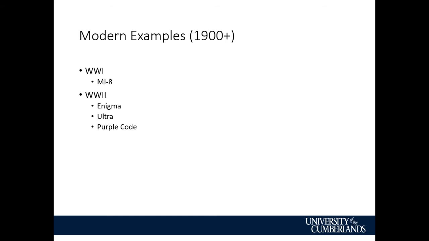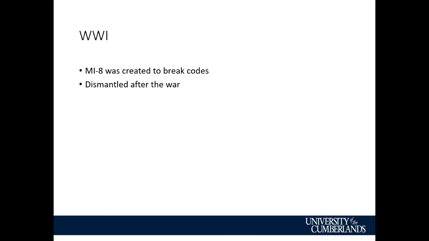Some modern examples, now we're up to the 1900s, World War I, World War II. In World War I, we had the MI8 was created to break codes. And this allowed the code breakers to figure out what was going on. And again, we're able to intercept codes. But the US president at the time felt it wasn't fair that we were able to read other countries' messages. So they dismantled that after the war.